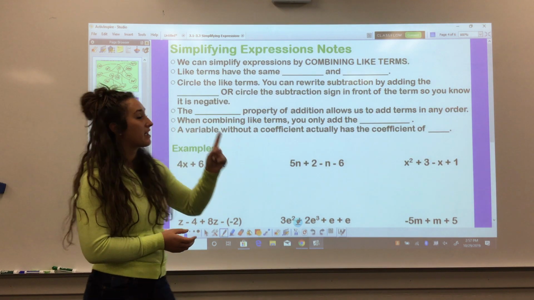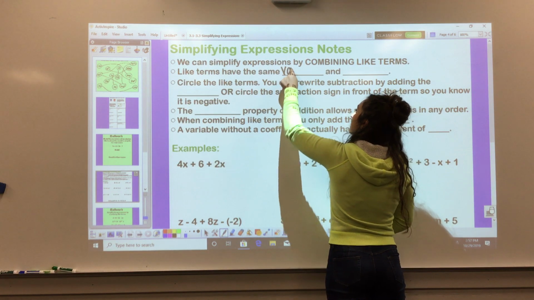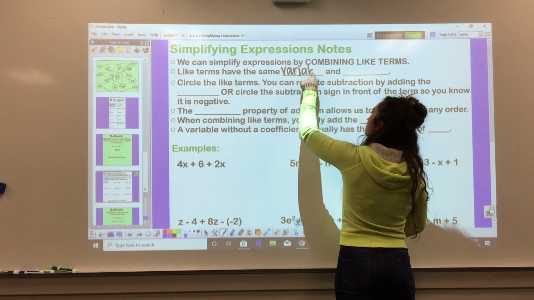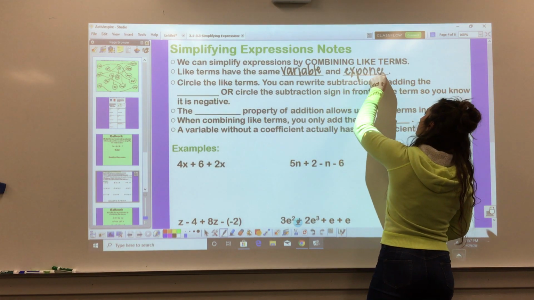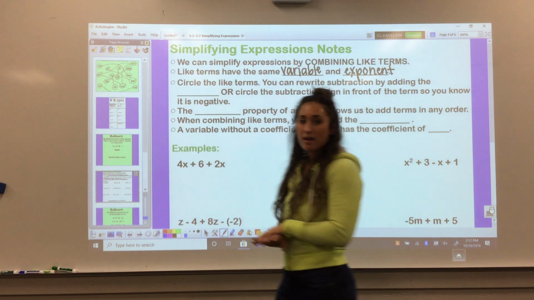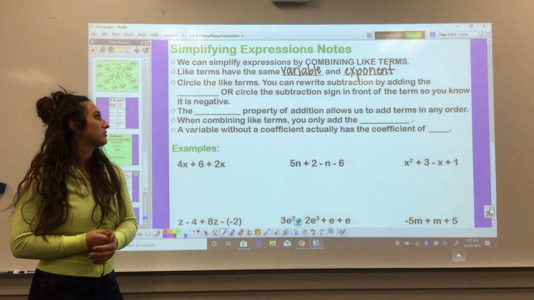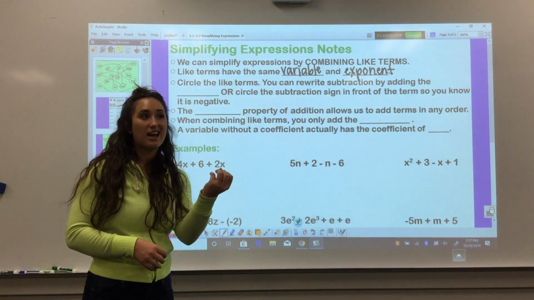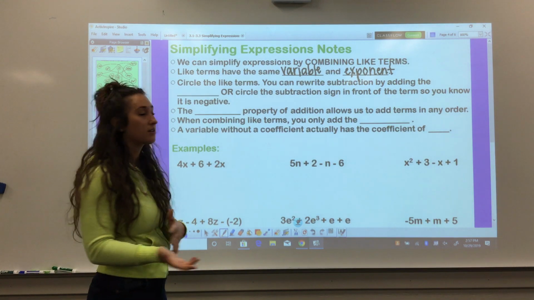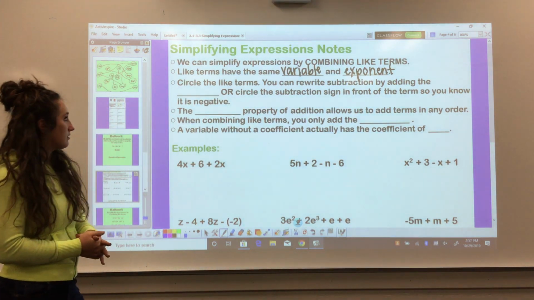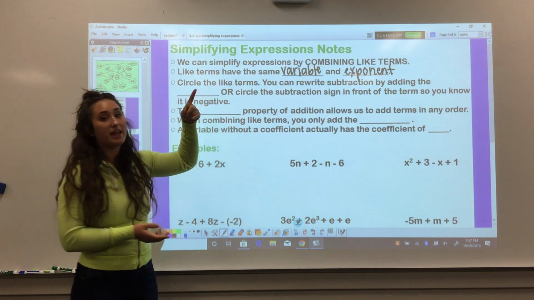Like terms have the same, what two things do they have to have in common? Well, they have to have the same variable and exponent. Okay, like terms have to have the same variable and the same exponent. So if one is x and one is x squared, those would not be like terms because they don't have the same exponent. So in order to simplify our expressions, I ask you to circle the like terms.